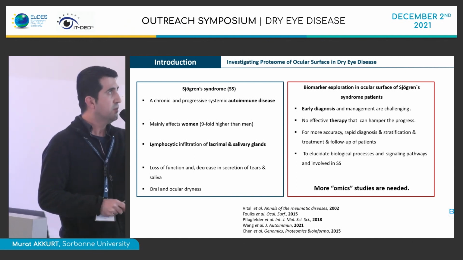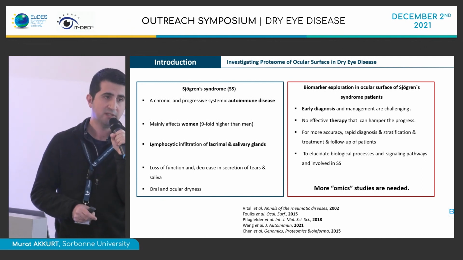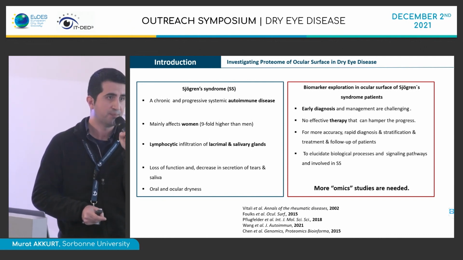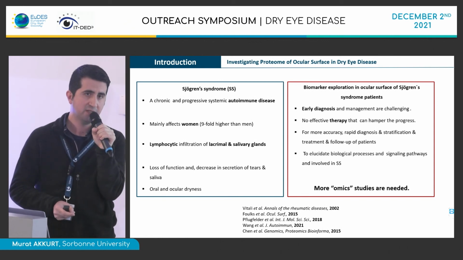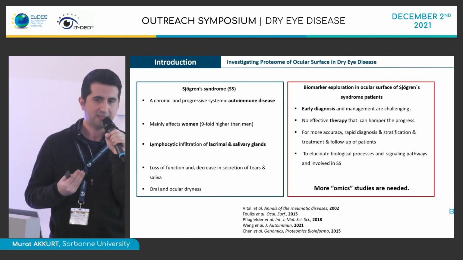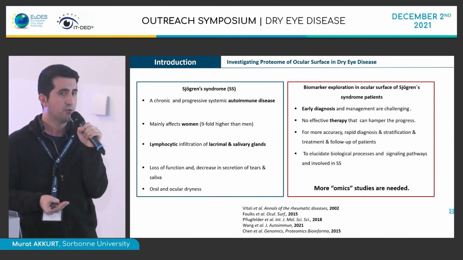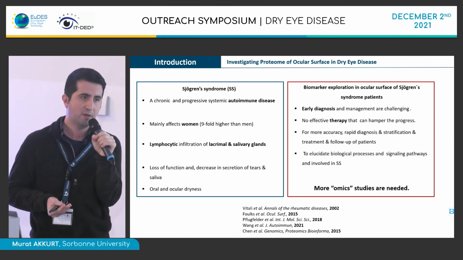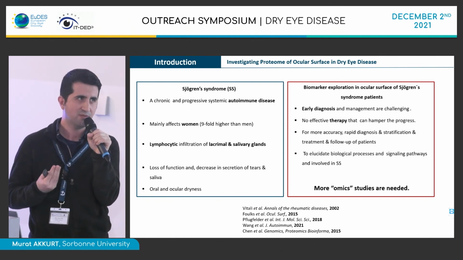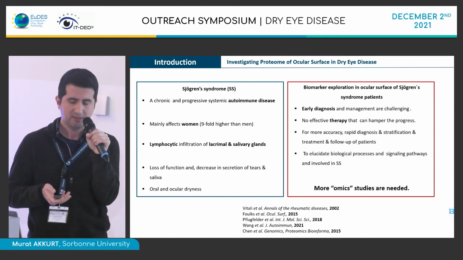And why we are interested in biomarker investigation in Sjögren patients is because diagnosis is still a challenge with currently existing biomarkers, which are based on serum. The specificity and sensitivity are not as high as we expect, and to develop better treatment options and a more sensitive and specific diagnosis, we need more omics studies.